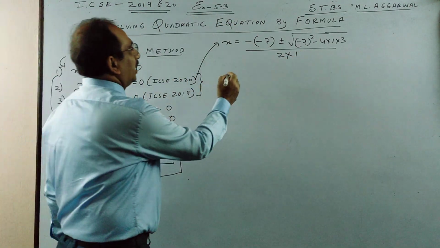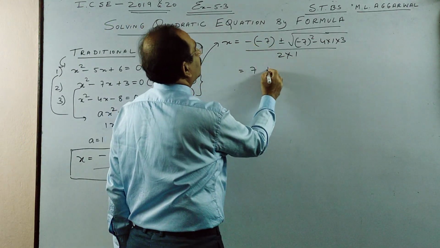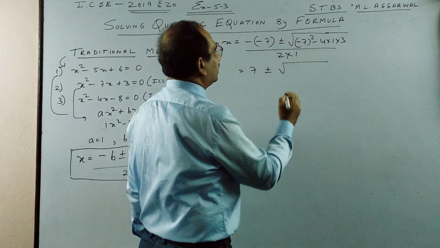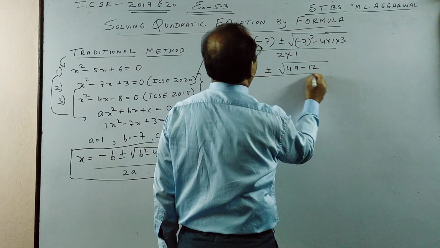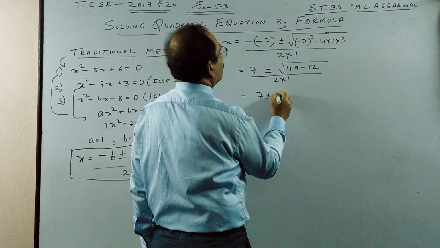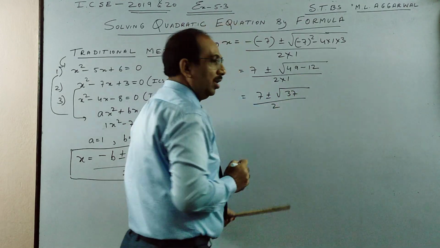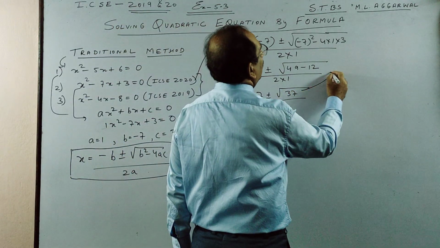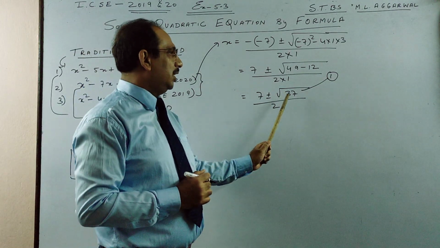So see, what do we get? 7 plus minus root over, minus square is plus, children, 49 minus 4 3s are 12, by 2 into 1. So we get 7 plus minus root over 37 by 2. If you reach here, up to here in ICSE, generally you are awarded 1 mark. Okay, so generally you have to reach this.